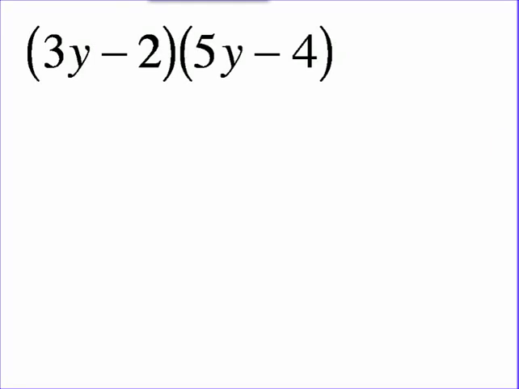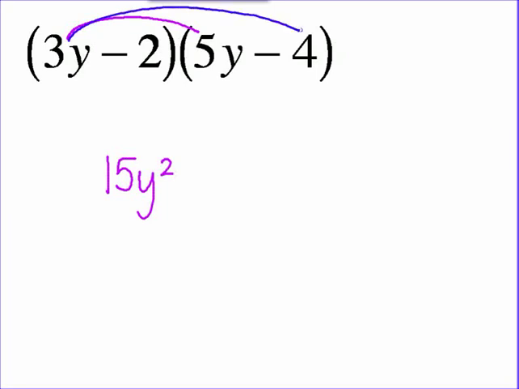This one's a little different because instead of just being x plus something times x minus something, we're going to now put in some other terms. So I've got 3y here times 5y. What is 3y times 5y? 15y squared. Outer terms. What am I going to get from my outer terms? Negative 12y, because that's 3y times negative 4. Don't forget the negative sign.